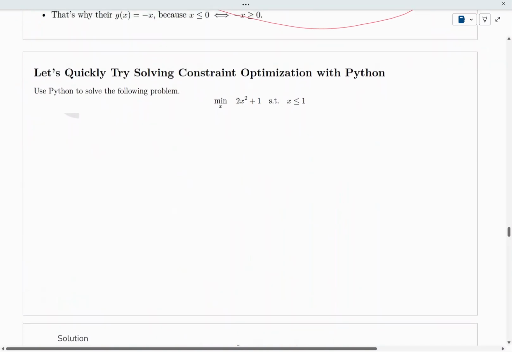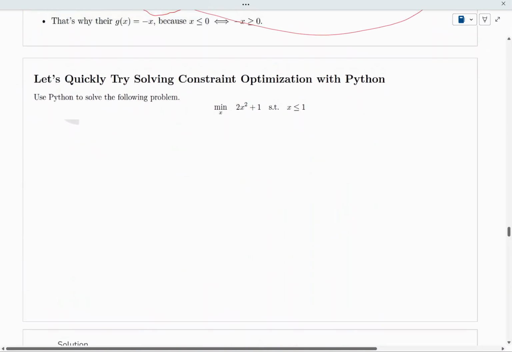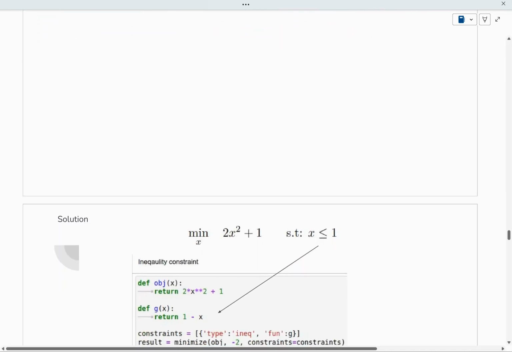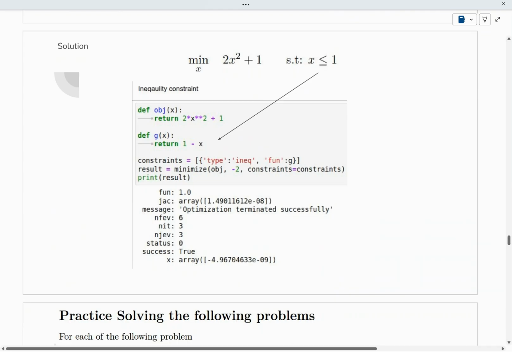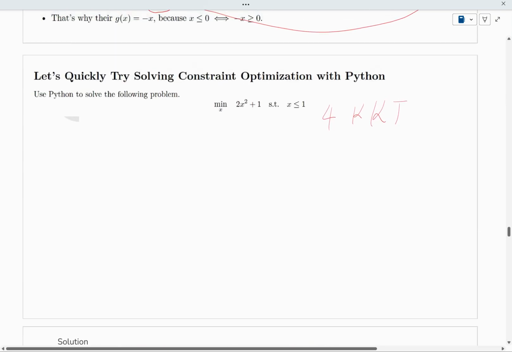All right, pause the video again. See if you can follow this logic and see if you can solve this problem using the 4 KKT conditions. Okay, pause the video. I'm going to go on. By the way, this is the solution. I want you to use Python, by the way. So that was Python.